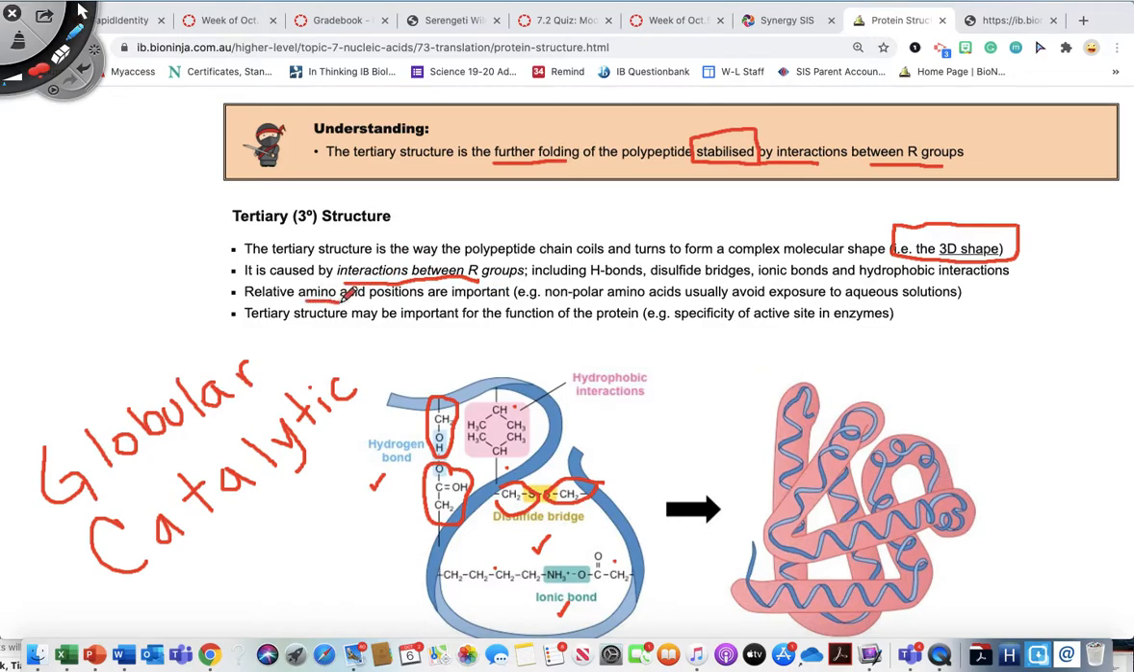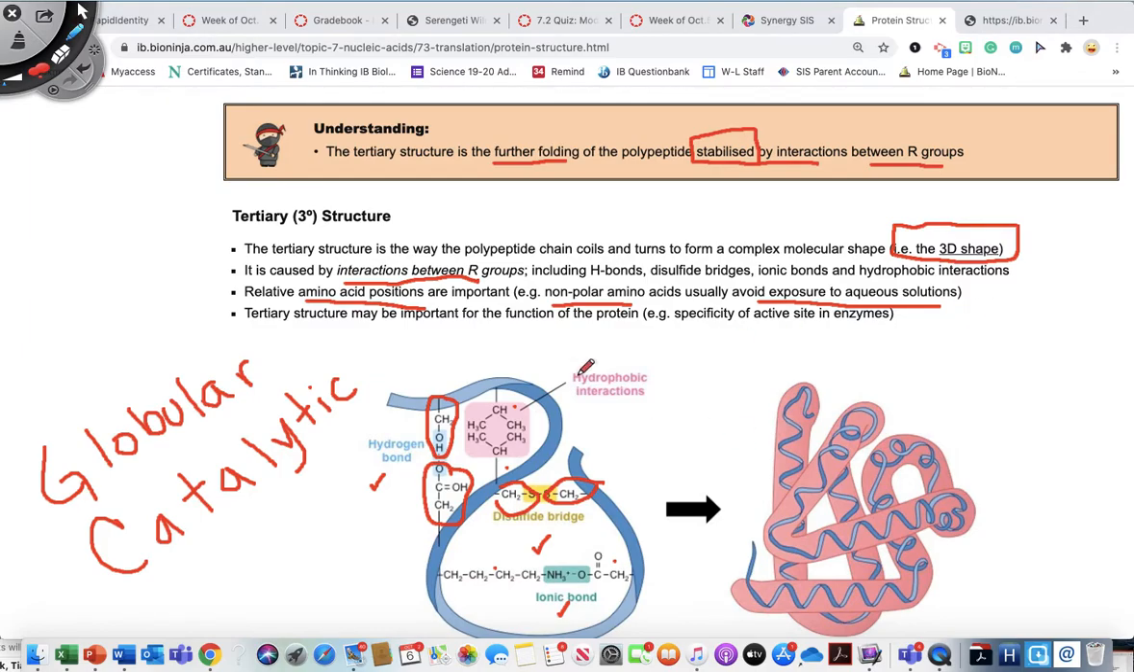They also mentioned that the relative amino acid position is important. So remember that all of this is dictated by the DNA, right? If this is a chain of amino acids, well, the particular sequence of amino acids is dictated by the DNA. So if you end up with a chain of amino acids that's mostly nonpolar, then you are going to end up with a protein that avoids exposure to aqueous solutions. All right, so it's not going to be very compatible with water.